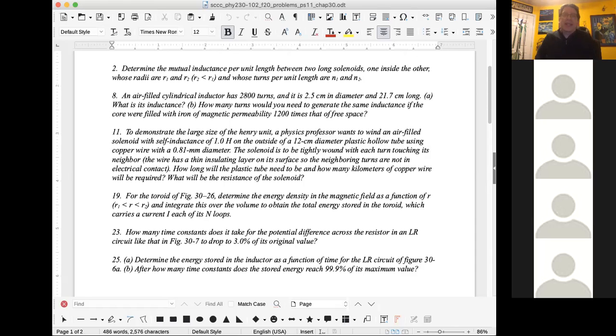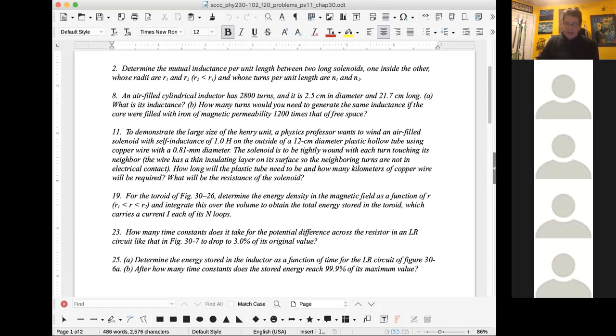So you'll need the radius of the wire to solve part C. And so that's how you do number 11. It's a bit involved, but if you follow the steps, you should be able to go through it. The next problem is number 19.